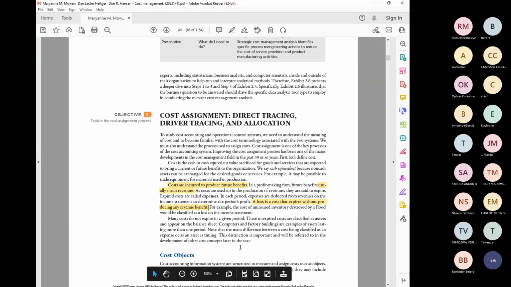Then let's go on to the other items again. Some costs do not expire in the given period. For example, if you acquire a motor vehicle or you acquire a building, this cost will continue. The cost of that building will continue there. So those become non-current assets because they don't expire. But other costs, they expire. For example, you don't have that inventory. The inventory is no longer existing because it has been destroyed by flood.